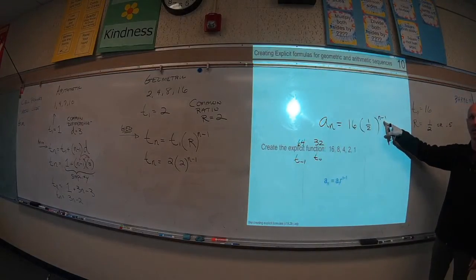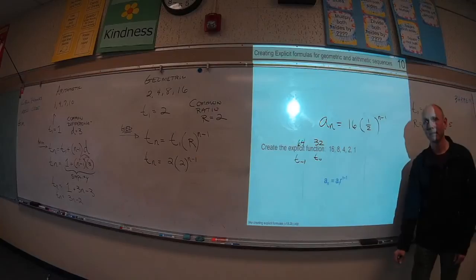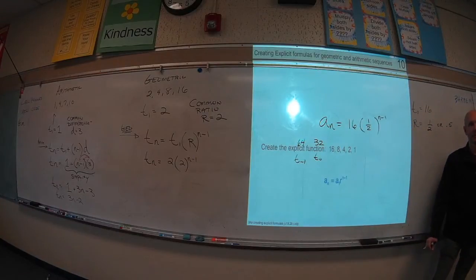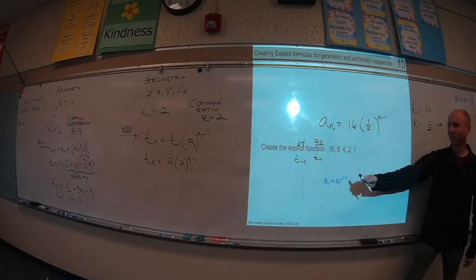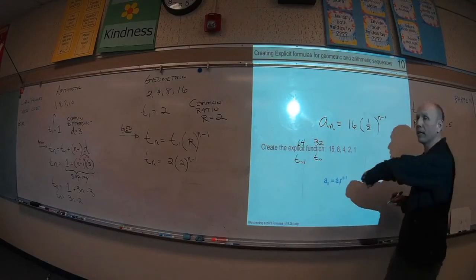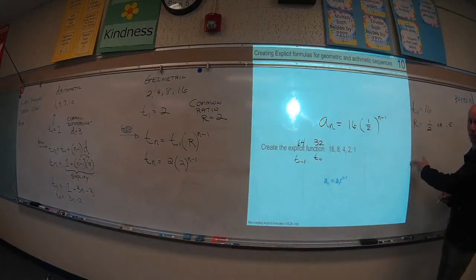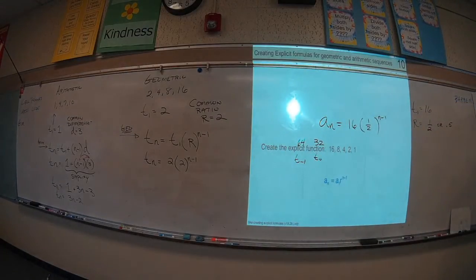Negative 1 minus 1. 0.5 raised to the negative 2 power. 4 times 16. Yes. So this thing's working in both directions. I could take this, I could go find what t sub negative 8 is. I could also find what t sub 8 is. It works in both directions.